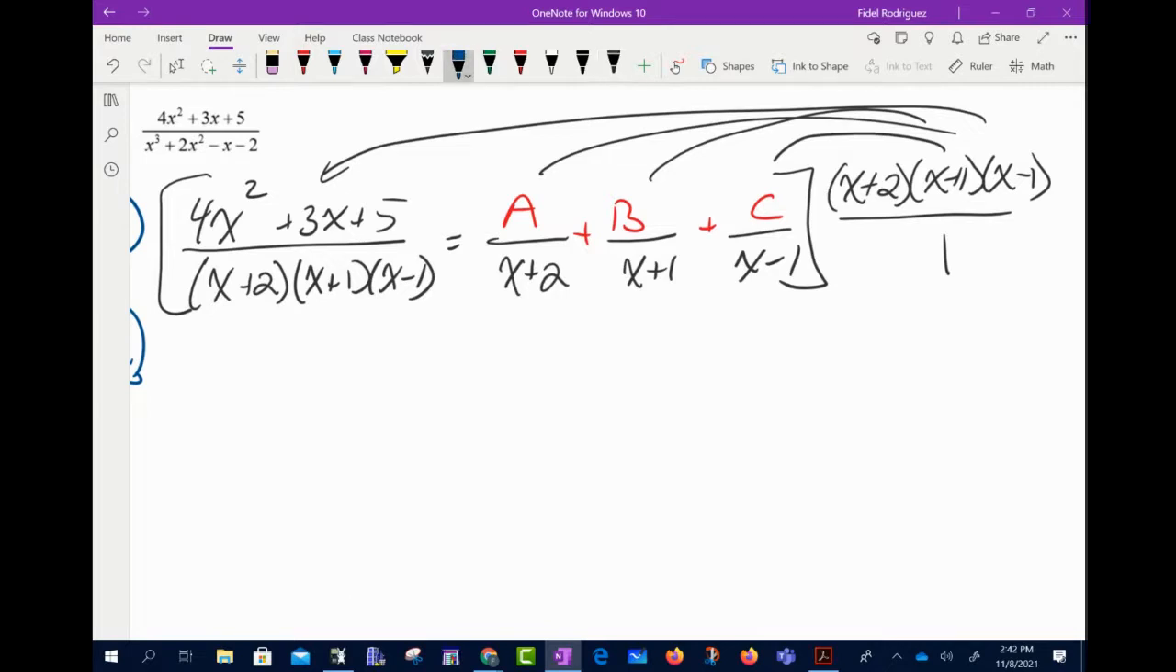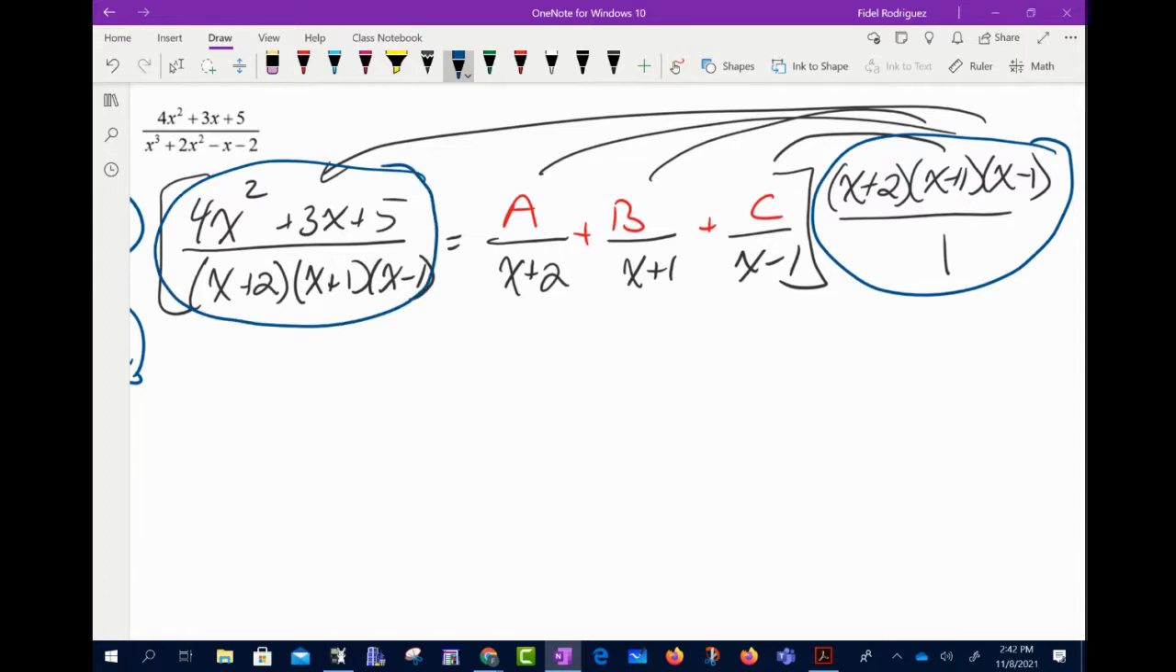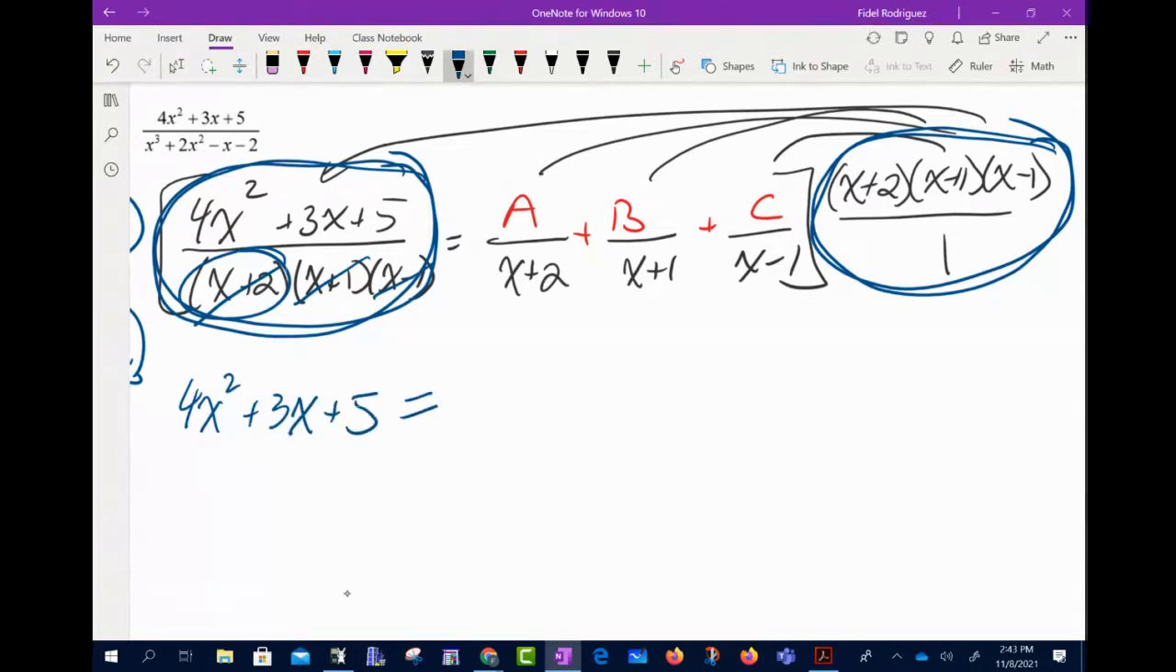So let me ask you all a question. What do you think is going to happen when we multiply this one here times this one here? What do you think is going to cancel out? Will all the denominator cancel? So look, y'all, I'm going to multiply this guy here times this guy here. Will the x plus 2 cancel? Will the x plus 1 cancel? Will the x minus 1 cancel? Is there an x minus 1 over here? Okay, it's going to cancel. So all we're going to be left with is 4x squared plus 3x plus 5.